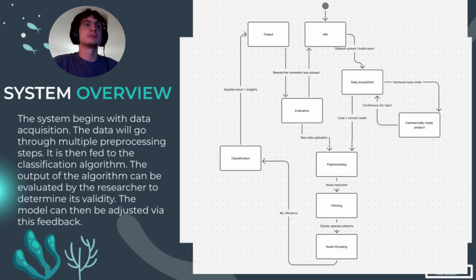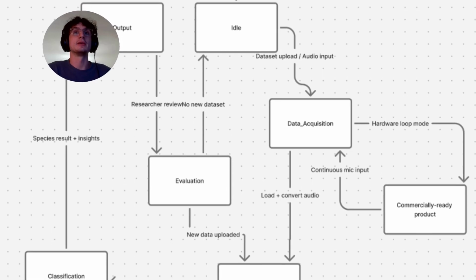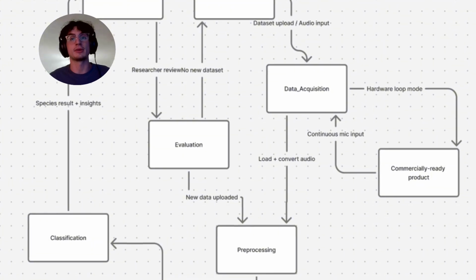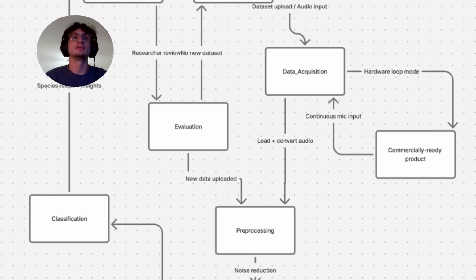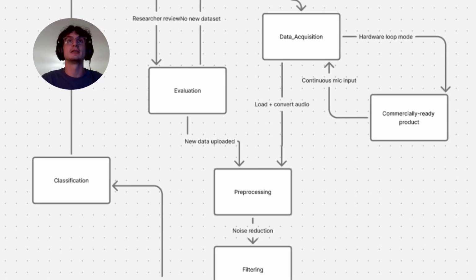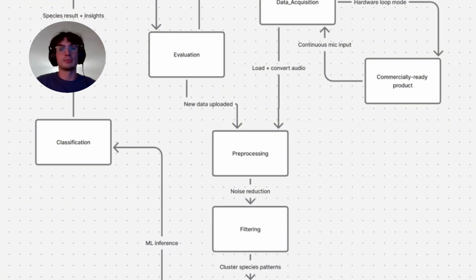So as for the system overview, if you are looking at the slides, it all begins in the top right in data acquisition, which would be from a commercially ready product that researchers would use, or it could be set up in certain places specifically where it could be permanently monitored 24/7. This data acquisition would go into the pre-processing step.